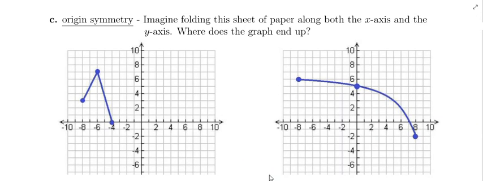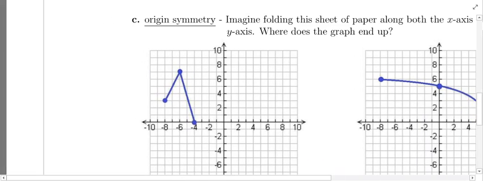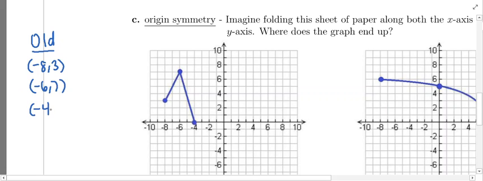I am going to start with the left graph. Again, I'm going to track old versus new. So my old points are, of course, negative 8, 3. And then I've got negative 6, 7. And negative 4, 0. And let's start flipping. I'm going to flip over the x-axis first and then the y-axis. That's sort of my preference. But again, you could do this in either order.